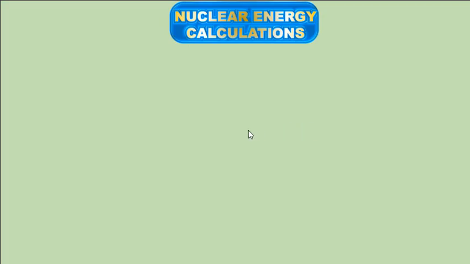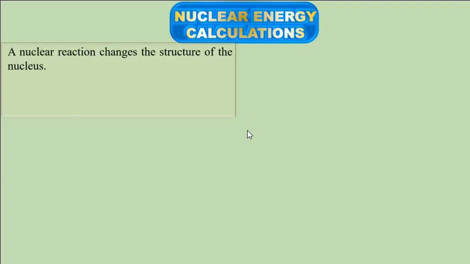Now we go to the next slide for the presentation proper, nuclear energy calculation. Before then, we need to understand what nuclear energy is. Nuclear energy or nuclear reaction deals with the changes that happen inside the nucleus of an atom. Whenever there is a rearrangement of the particles of the nucleus of an atom, a new element is always produced, and that change in structure is what leads to the release of nuclear energy.